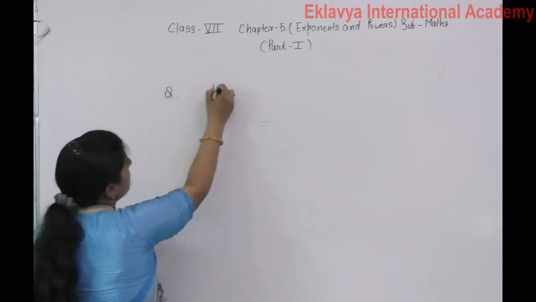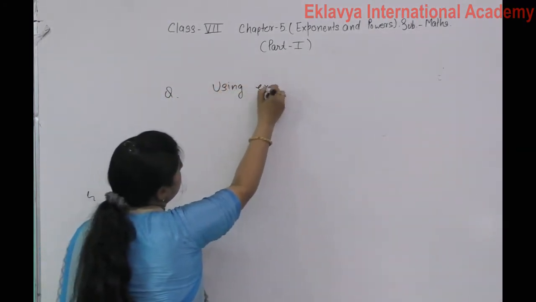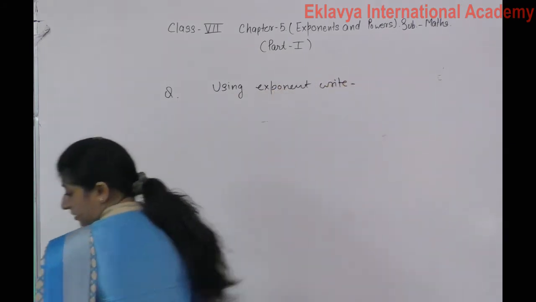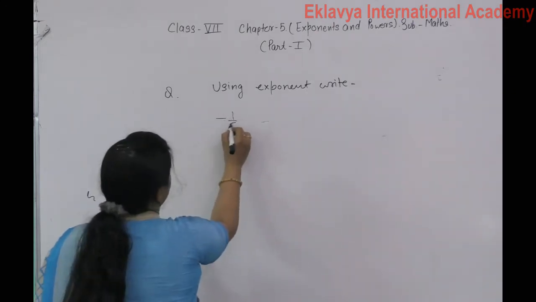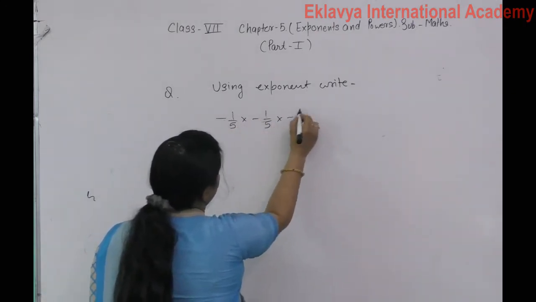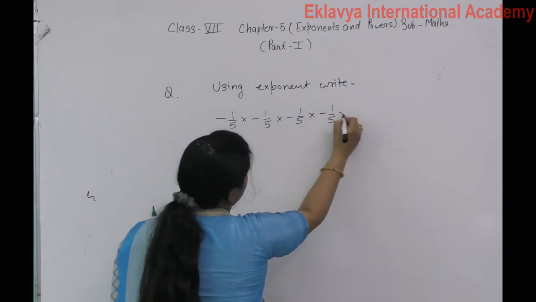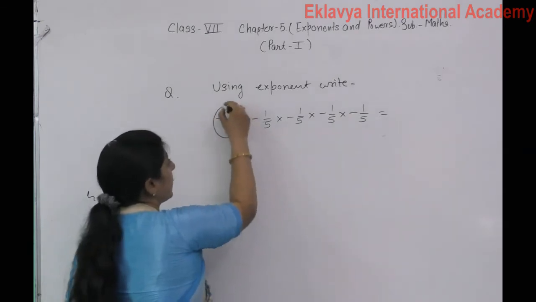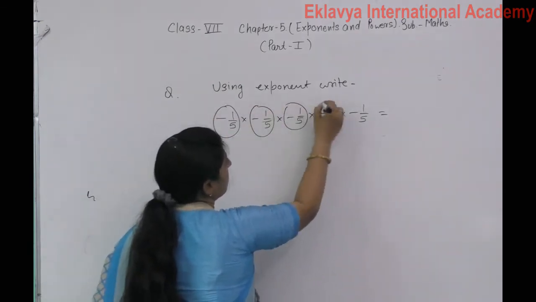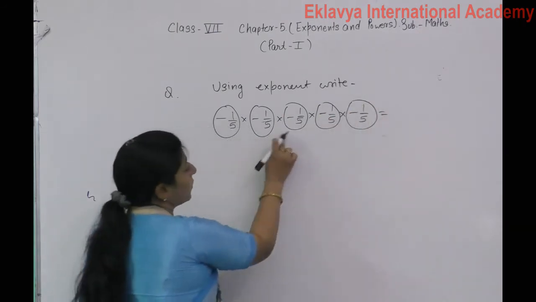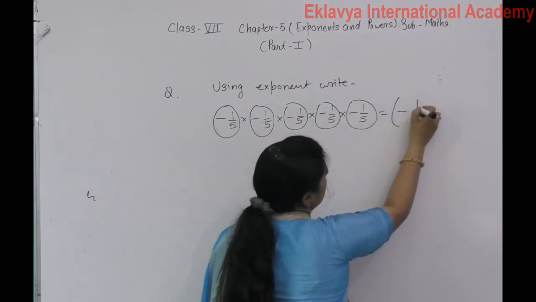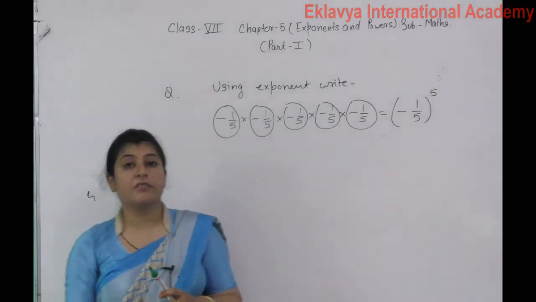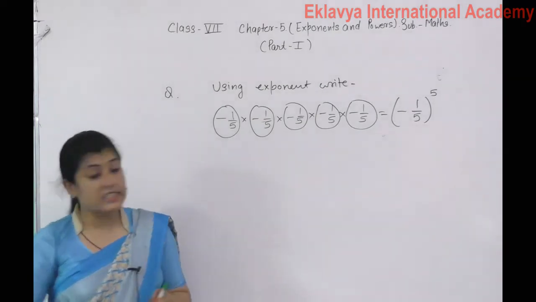Your question is: using exponents, write minus 1 by 5 into minus 1 by 5 into minus 1 by 5 into minus 1 by 5. It means this pair is repeating how many times? 1, 2, 3, 4, 5. It becomes minus 1 upon 5 power 5. Okay, next.